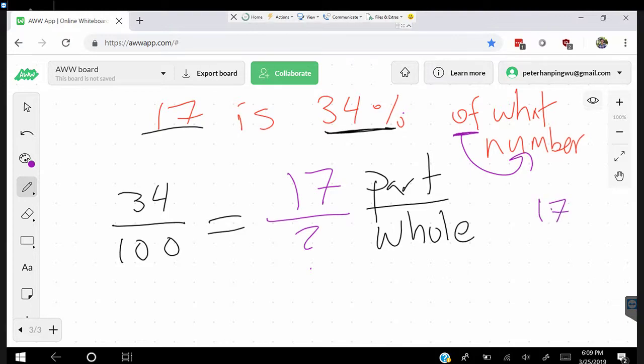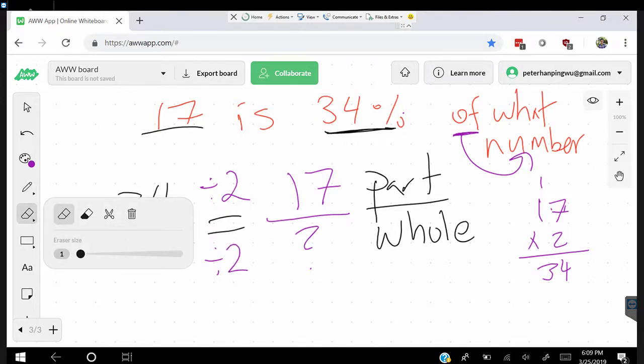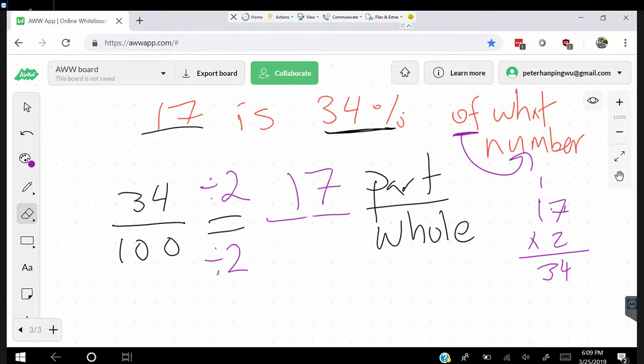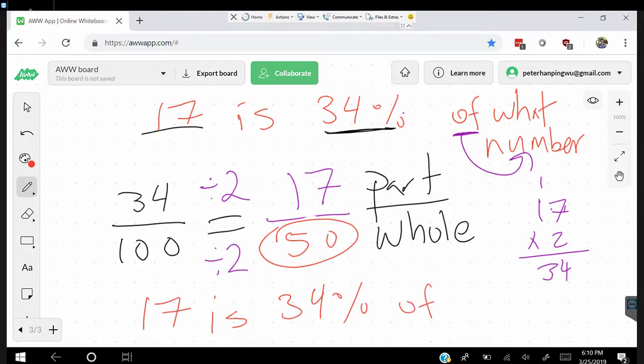17 times 2: 2 times 7 is 14, carry the 1, 2 times 1 is 2, plus 1 is 3, so 34. Because 2 times 17 is 34, we can undo that by just dividing by 2. That means we also divide by 2 on the denominator. 100 divided by 2 is pretty simple: 100 divided by 2 is 50. So that is our answer. 17 is 34% of 50.